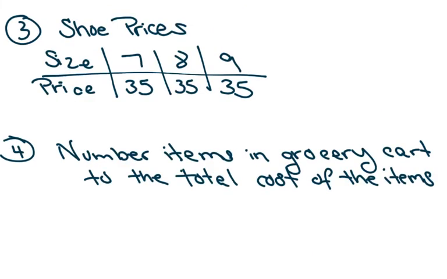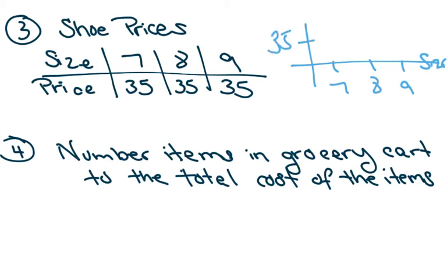All right, last 2 examples, shoe prices. Sometimes story problems can be a little bit confusing trying to decide, so I'm going to think again visually. This would be my size of the shoe, and I would have 7, 8, and 9. And we only have one price, so let's see. 35 bucks, 35 bucks, 35 bucks. So if we think about our vertical line test, this would totally pass. So this is a yes. Each shoe size has its own and only one price point.